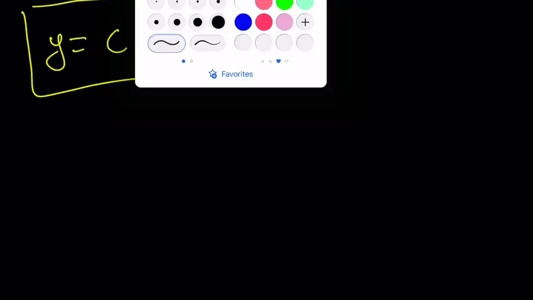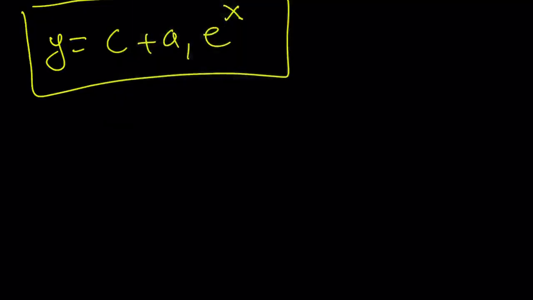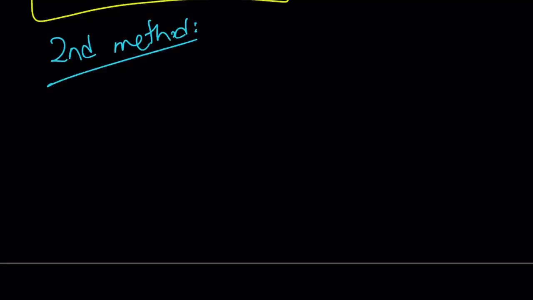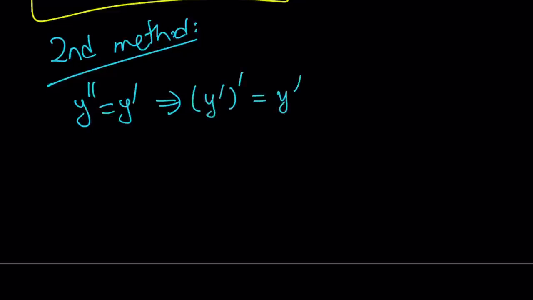Bear with me because this is going to be a long video. All right, let's talk about the second method. The second method, obviously, is much shorter than the first one and is going to involve the following. I'm going to set these equal to each other, and I want to think about it this way. The second derivative is the derivative of the first derivative, right? So I can write it like this.